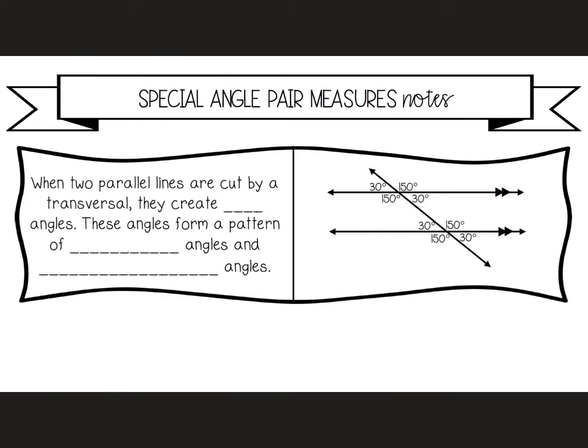We're continuing with determining angle measures, but we're going to look at finding all of them at one time. When 2 parallel lines are cut by a transversal, in this case, because it's just 2 parallel lines, it's going to be 8 angles total. There are 4 at the top, 1, 2, 3, 4, and 4 more down here. That's where the 8 is coming from. These angles form a pattern of congruent and supplementary angles.